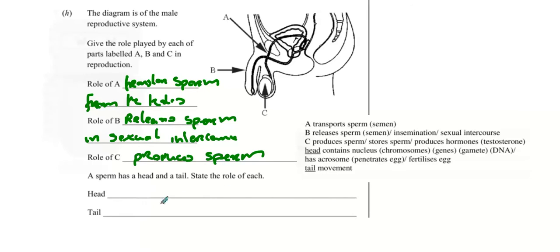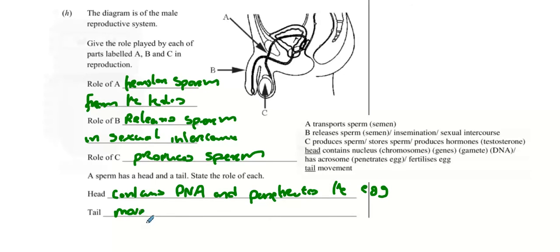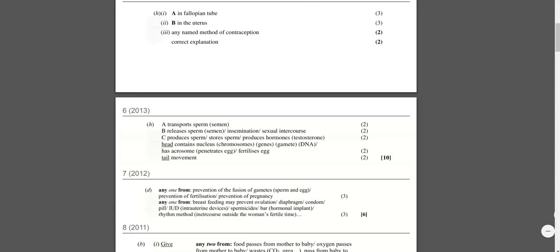Okay. The sperm has a head and tail. State the role of which. The head contains DNA and penetrates the egg. And the tail is used for movement of the sperm. Essentially like a fish. Okay. Next question after that.